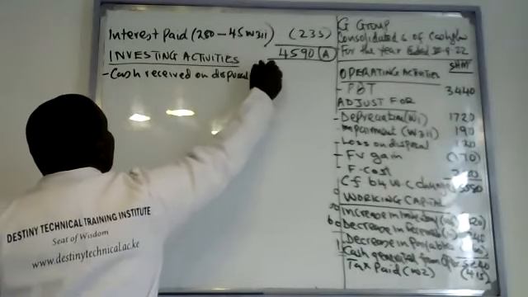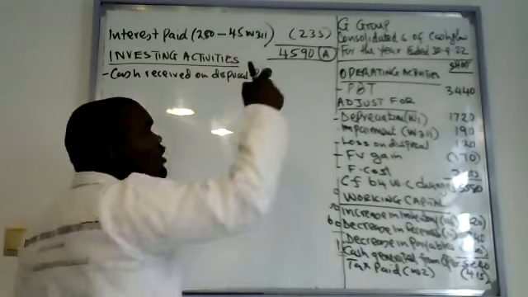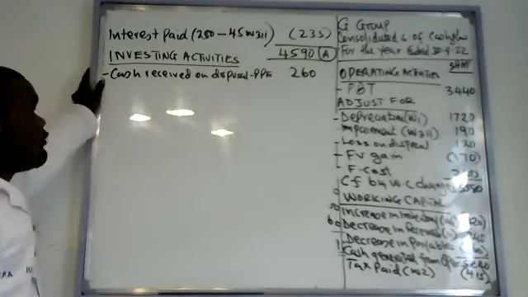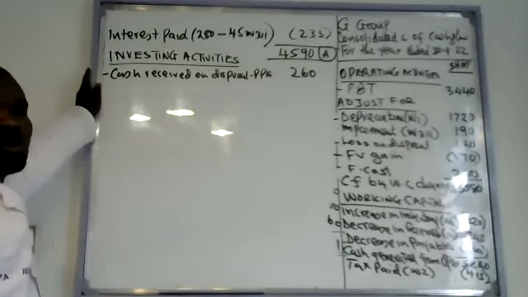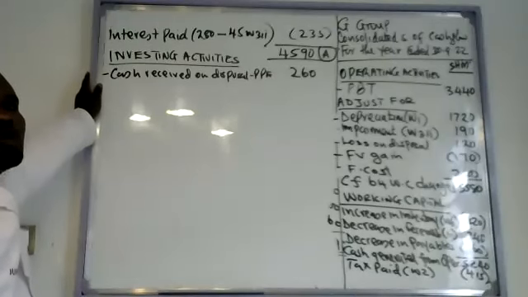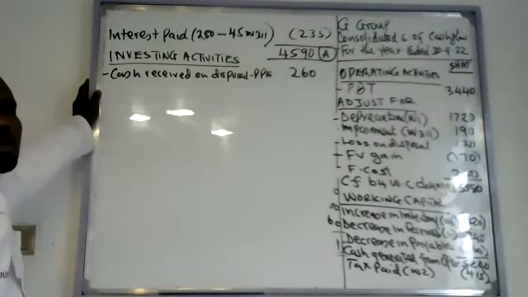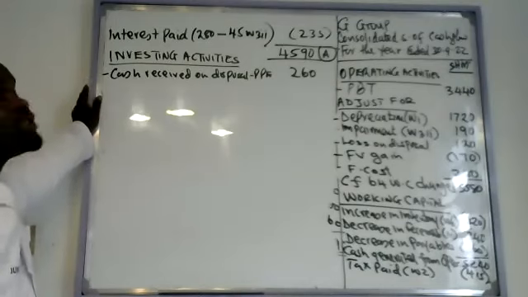PPE. You check PPE was disposed for how much? You check for me, but I recall it was 260. Can you confirm 260? When we disposed our PPE, note 1, was it sold for 260? Yeah, I remember it was 260. Check to confirm. Note 1. Yes, Barbara, I've seen it.